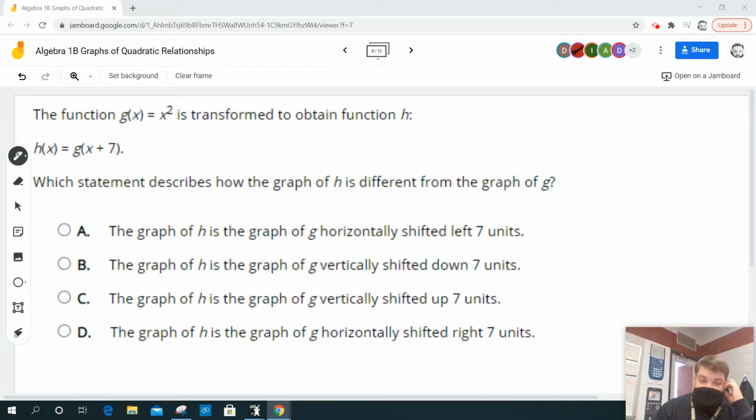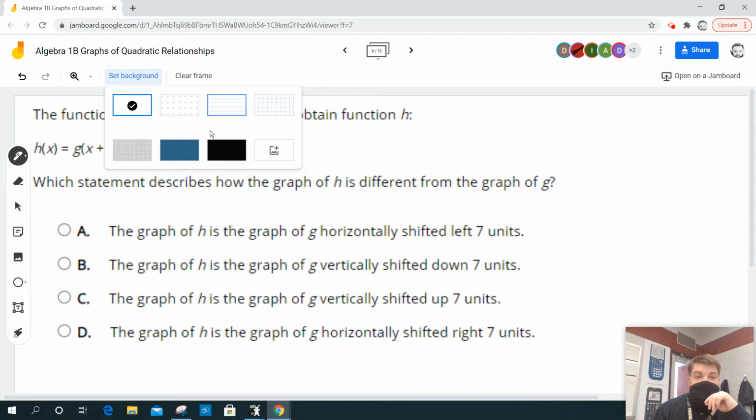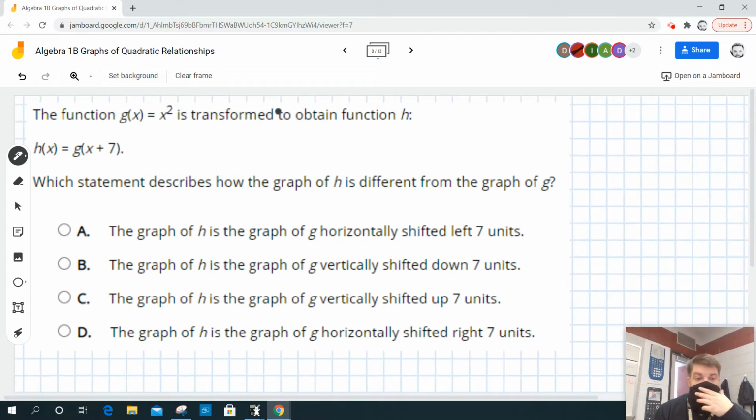All right, so this one says g of x is equal to x squared, and is transformed to h, where you have g of x plus 7. Now this plus 7, that means that we're going to move 7 units.